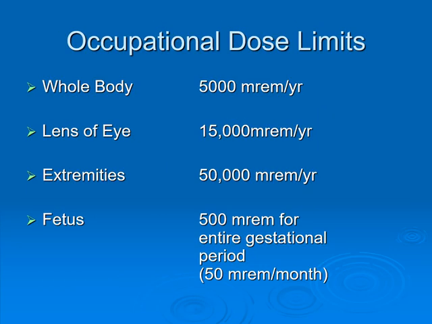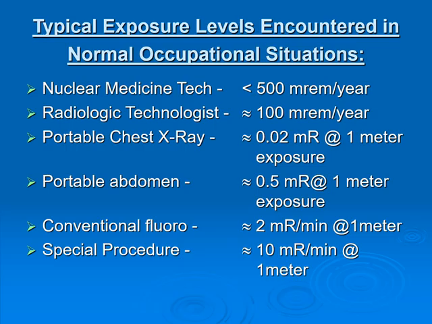Your occupational dose limit to the whole body is 5000 millirem per year, lens of the eye, 15,000 millirem per year, extremities, 50,000 millirem per year, and to the fetus, 500 millirem for the entire gestational period. We monitor for 50 millirem per month. Some typical exposure levels encountered in normal occupational situations are as follows. Nuclear medicine techs should expect to receive 500 millirem per year.